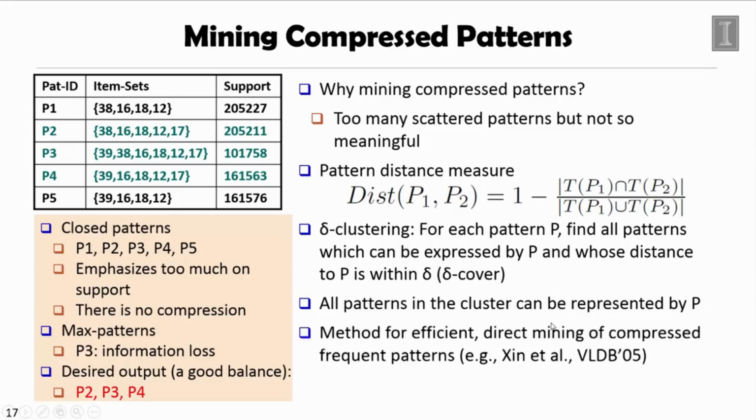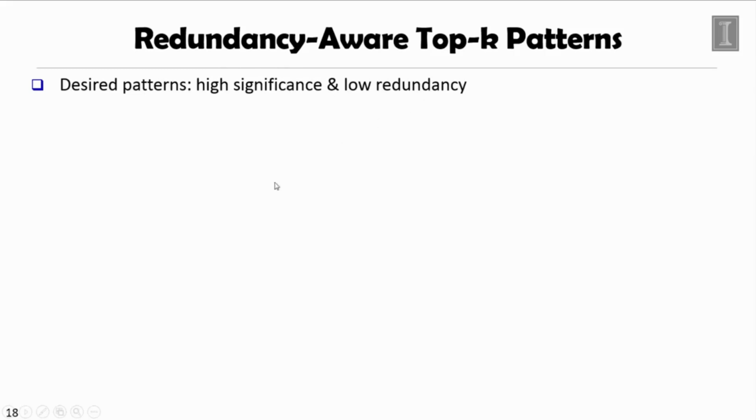So the problem becomes whether we should mine all the patterns and then compress them, or directly mine these compressed patterns. Actually, there's an efficient method which can directly mine those compressed patterns. I'm not going to get into the detail, but you may refer to this interesting paper. Another interesting idea is redundancy-aware top-K patterns. That means we want a desired set of patterns, similar to the compressed one, with high significance and low redundancy.